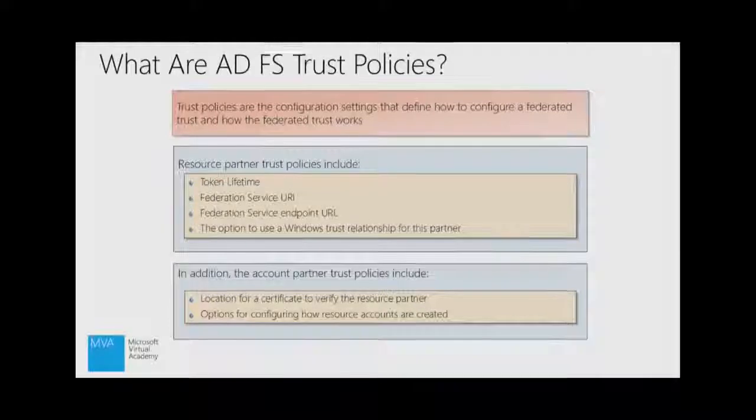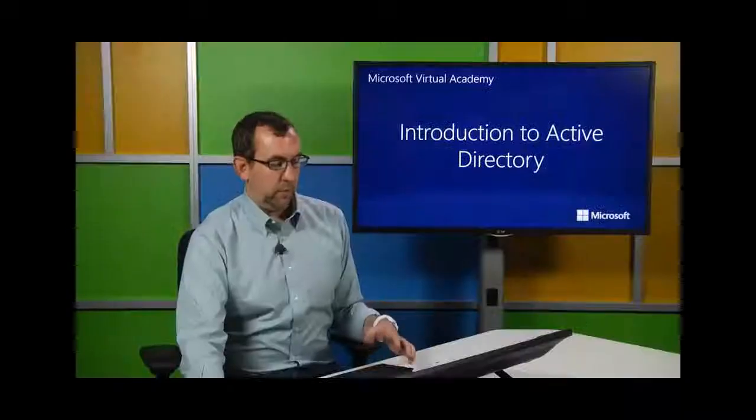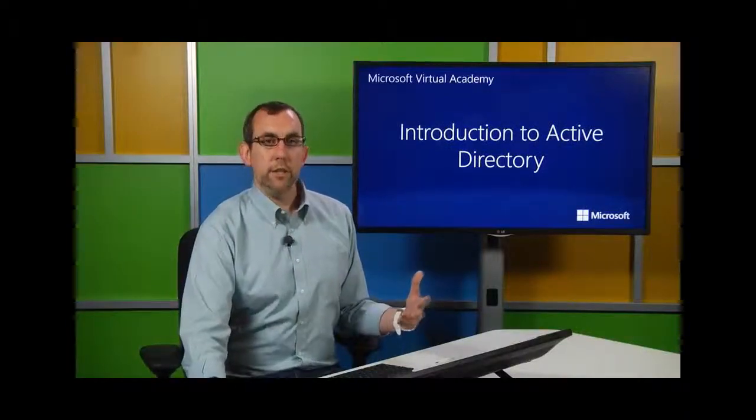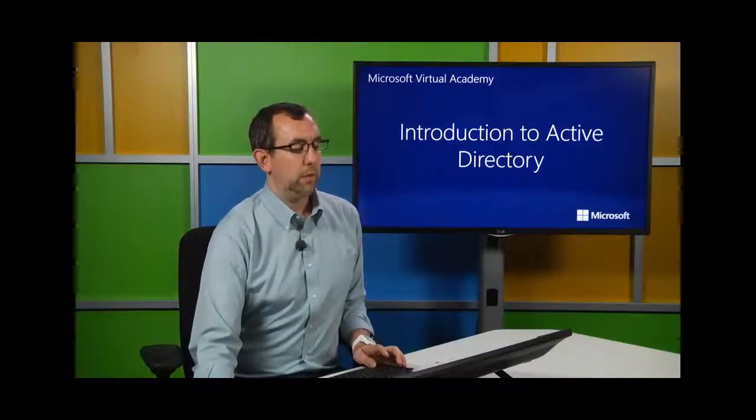In addition, the account trust partner policies include location for a certificate. We want to make sure that the resources we're logging into are valid. We're going to use certificates for that. And options for configuring how resource accounts are created. I'm going to go ahead and jump back to the demo real quick, and we're going to look at this initial configuration and see what these options look like in the actual software.